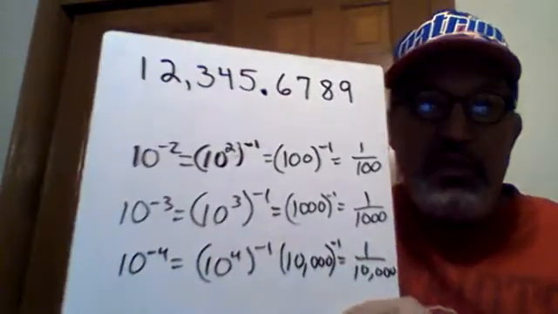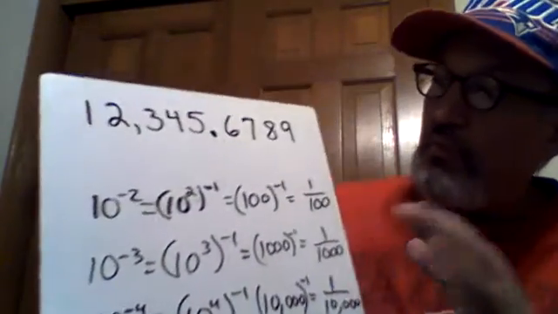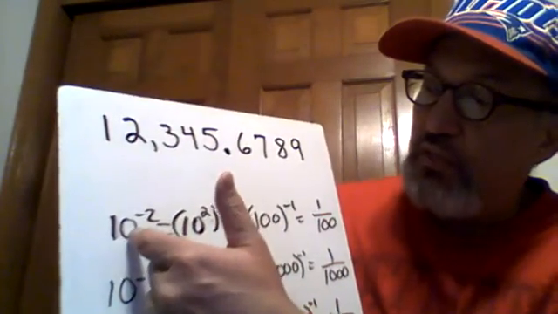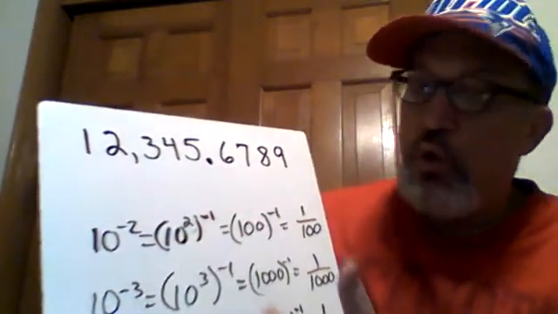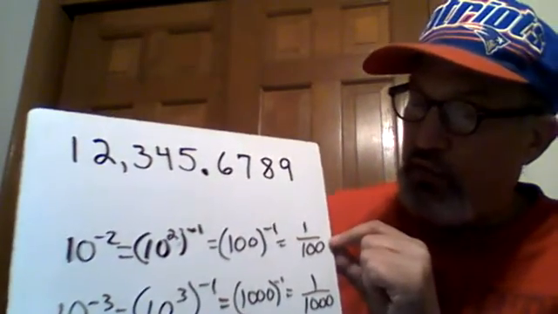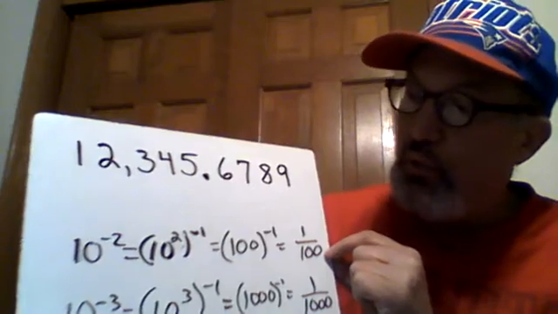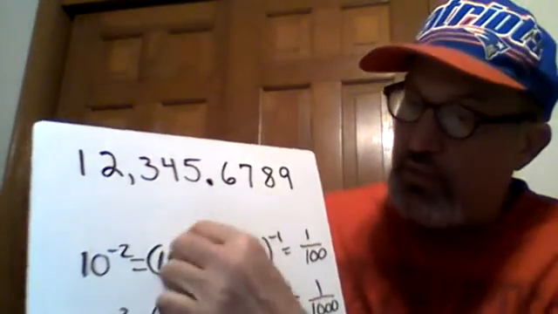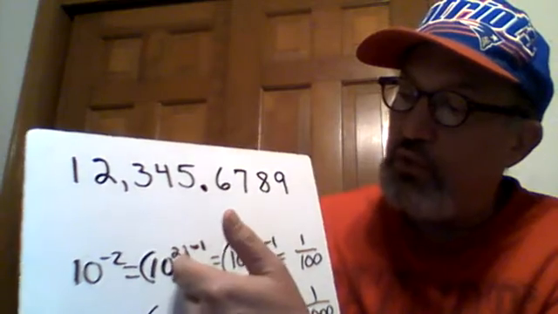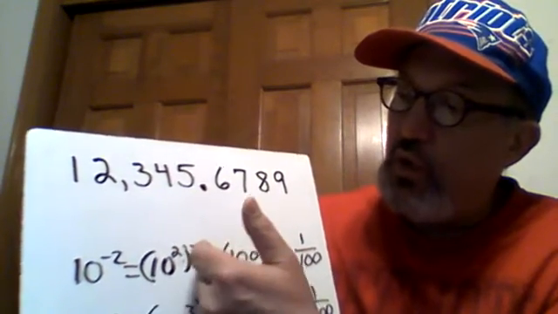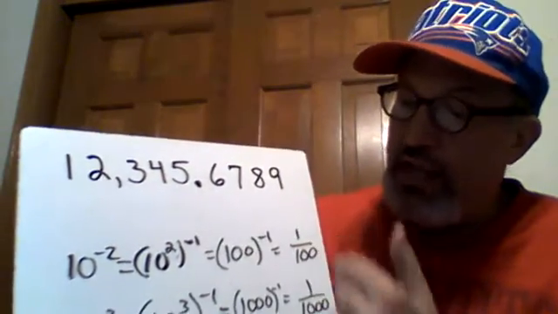So just let that sink in a little bit. By the way, the 10 to the negative 2 could also have been written as 1 over 10 to the 2. This 1 over 100 is 1 over 10 to the 2. We could have just kept the 10 to the 2 rather than representing it as 100, and written 10 to the 2 raised to the negative 1 as 1 over 10 to the 2.